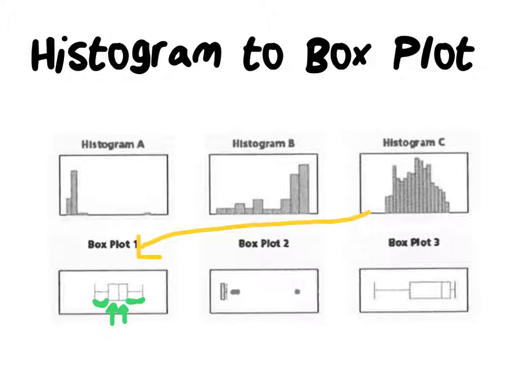Now let's look next at histogram B. In terms of words, histogram B, if we follow the tail, would be skewed to the left. Which one of these box plots is skewed to the left? What you're looking for is something that may have a potential outlier on the left, so somewhere there's a nice big pull. Histogram B is actually going to go to box plot number 3.